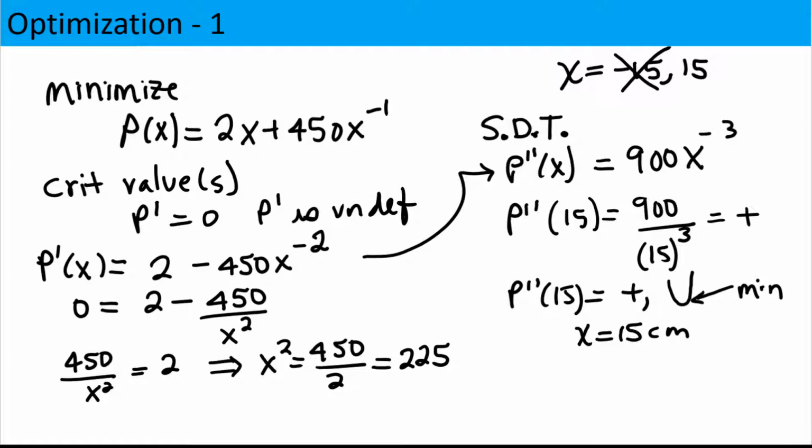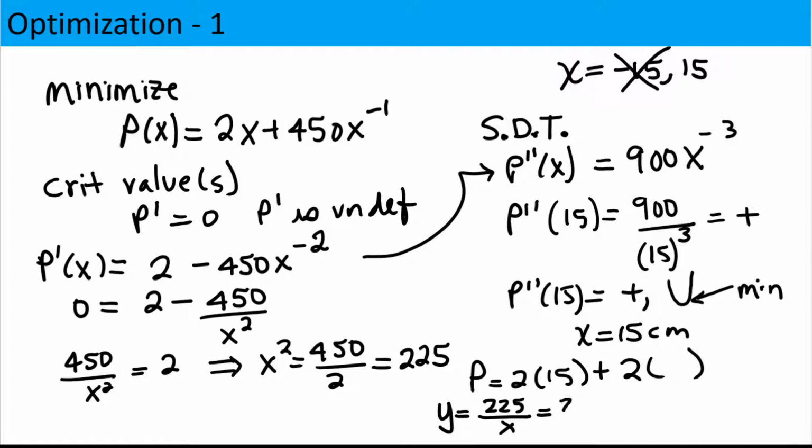Now we were asked to find the minimum perimeter. So the perimeter is 2 times 15 plus 2 times, we've got to solve for y. y is equal to 225 divided by x, which would be 225 divided by 15, which is 15. 2 times 15 is 30, plus 2 times 15 is 30, so 30 plus 30 gives us 60 centimeters. So the minimum perimeter for this rectangle is 60 centimeters.